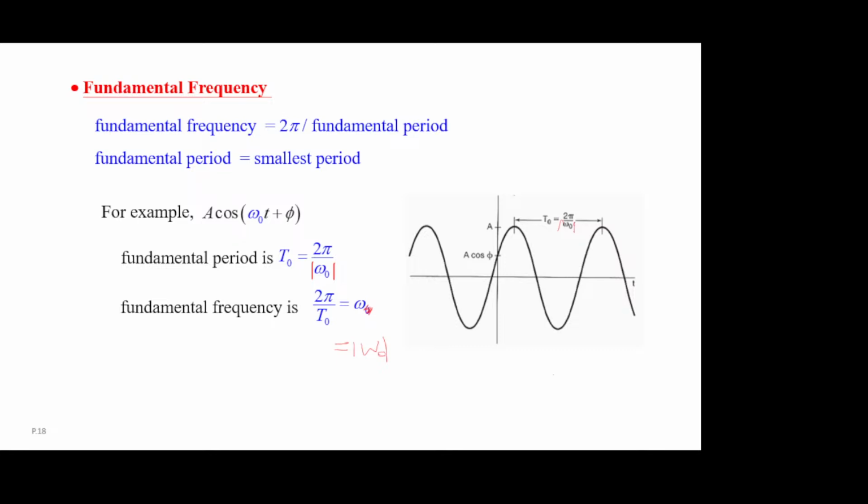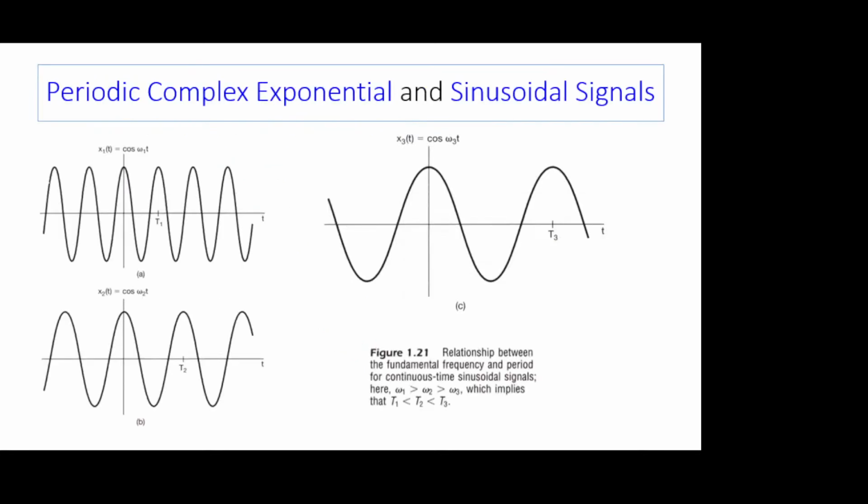Okay. So the absolute value of omega naught will be the fundamental frequency, and 2 pi divided by the fundamental frequency will be our fundamental period. Okay. And so those are the fundamental frequency and the fundamental period.